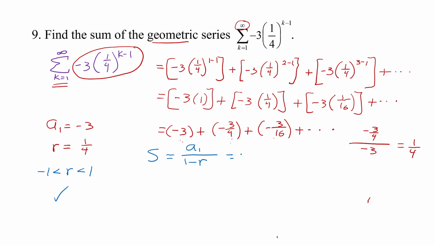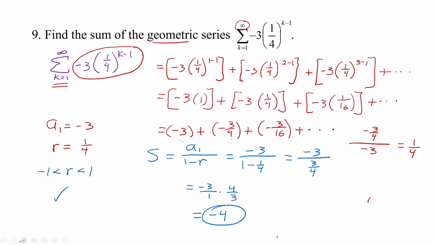So let's see what that would be. Well, a sub 1 is equal to negative 3, and r is equal to 1/4. So we're going to have negative 3 divided by 3/4. That would be the same as negative 3 over 1 times 4 over 3. And we'd end up with a sum of this geometric series being negative 4. All right, so if we added these terms together forever, we would eventually get to negative 4.